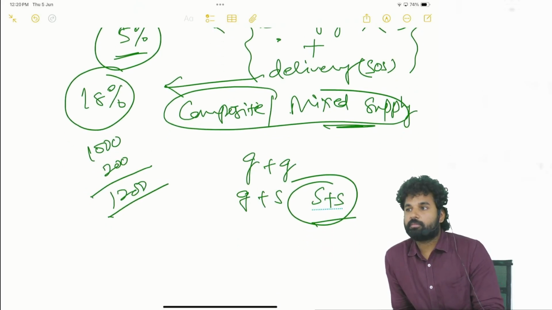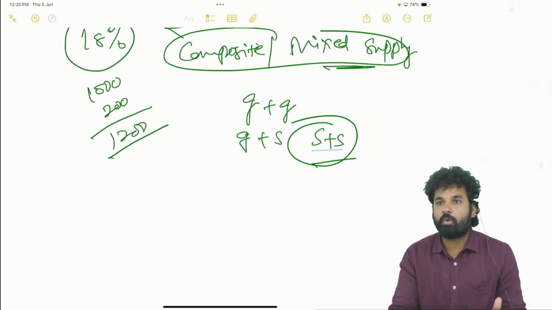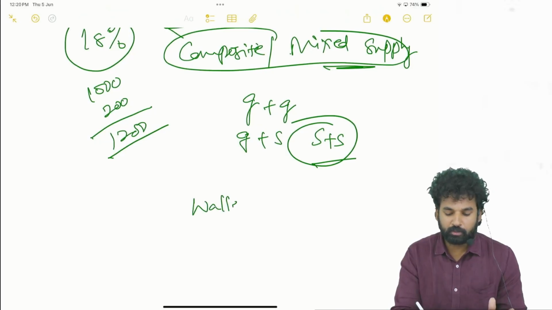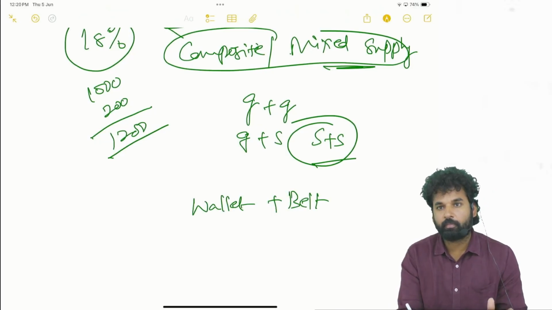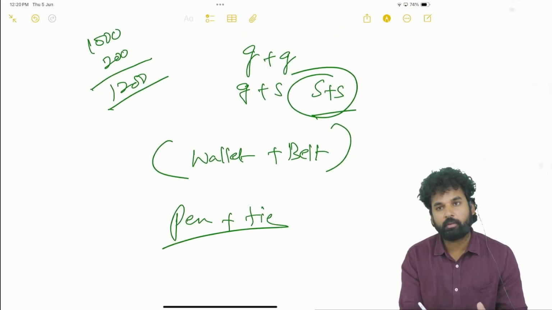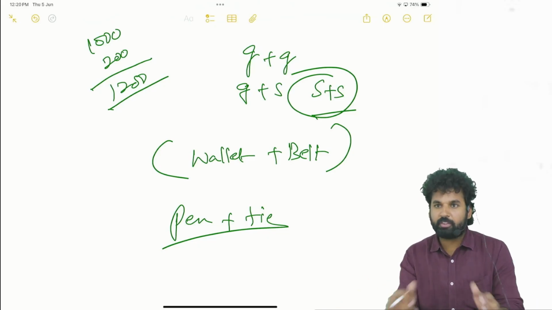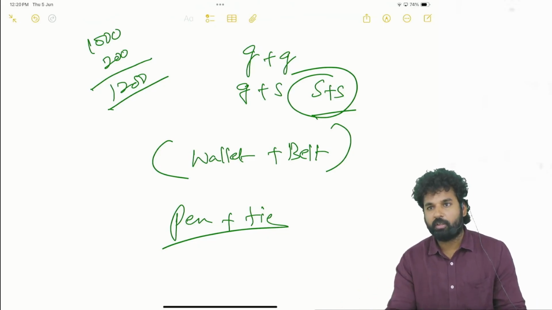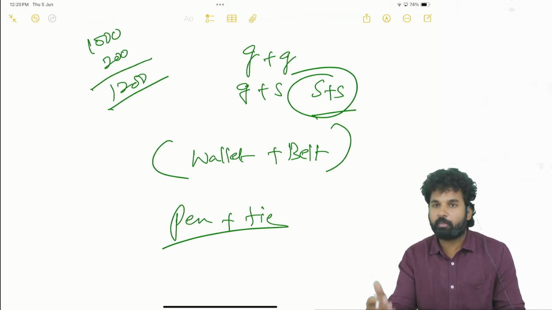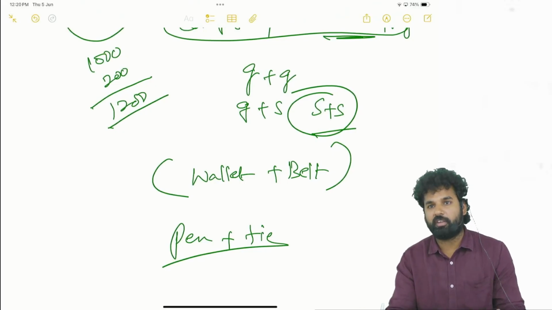Sometimes they are mixed. When you go online, they will put a combo offer, for wallet plus belt, pen plus a tie. Likewise, they will put a combo offer. It need not be mixed. Without pen, tie cannot be served? Without tie, pen cannot be served? Without wallet, belt cannot be served? It can be, but as an offer they are giving. It is a combo offer. In order to promote their business, they are giving. It is not naturally bundled.